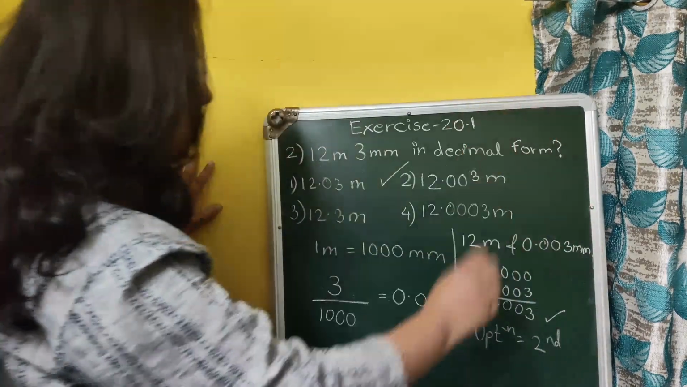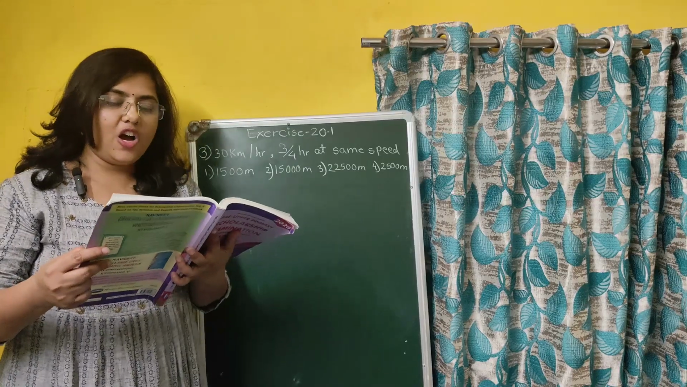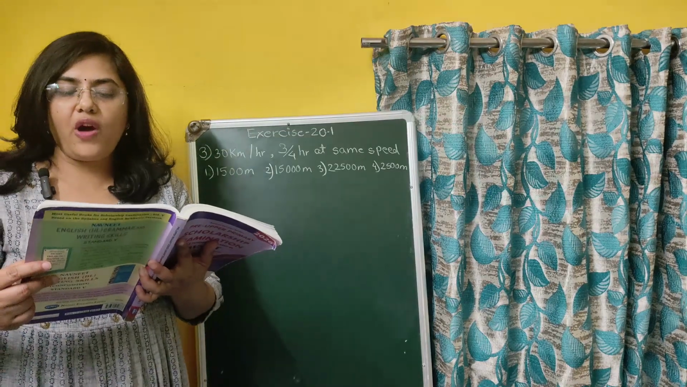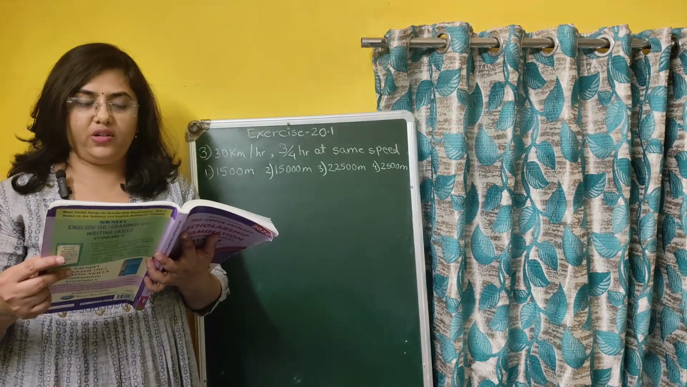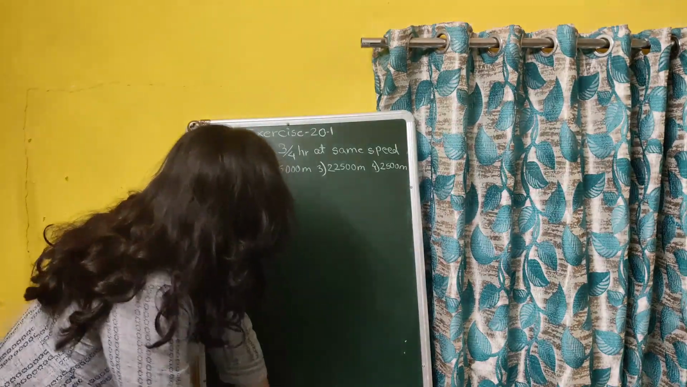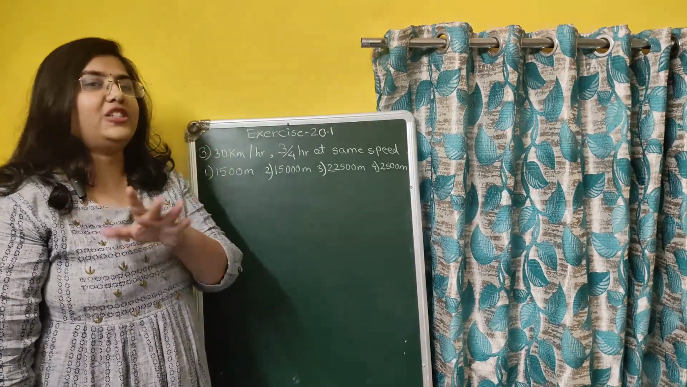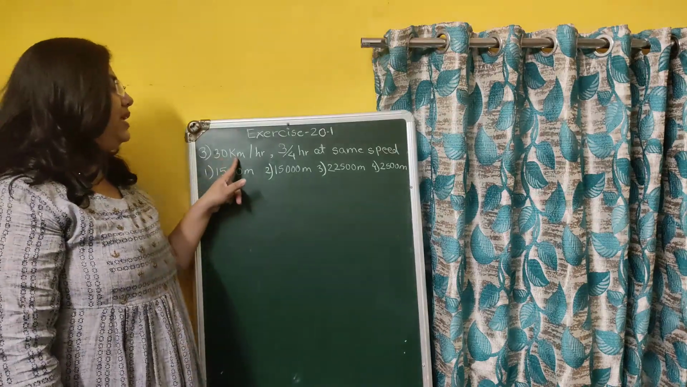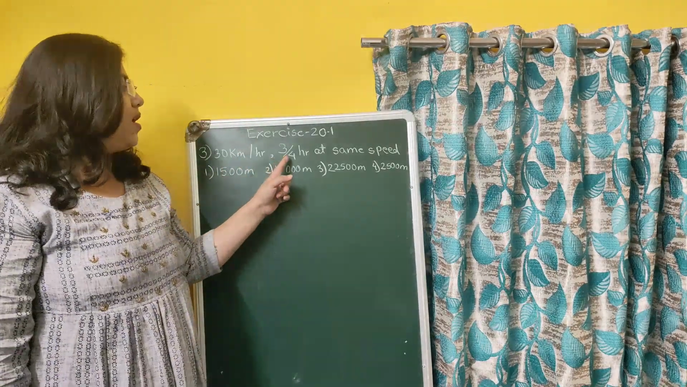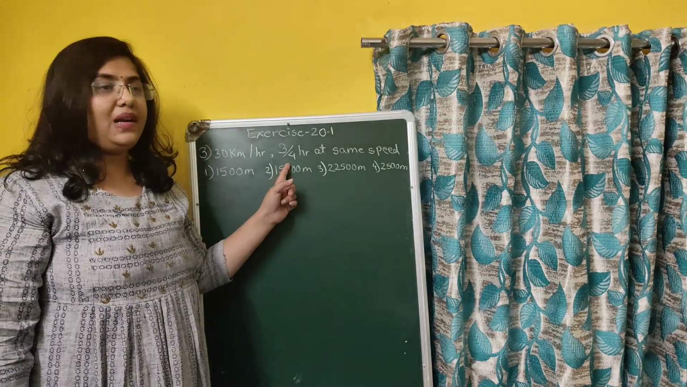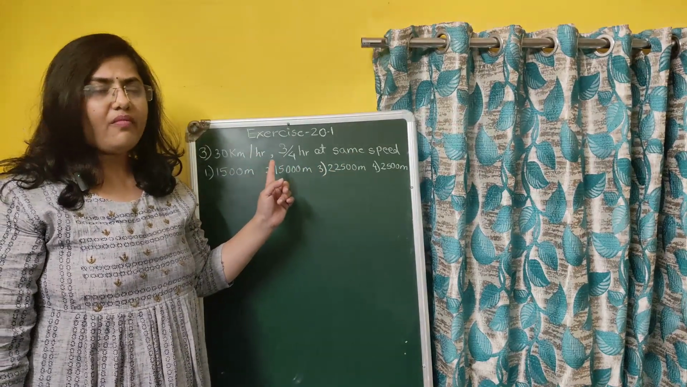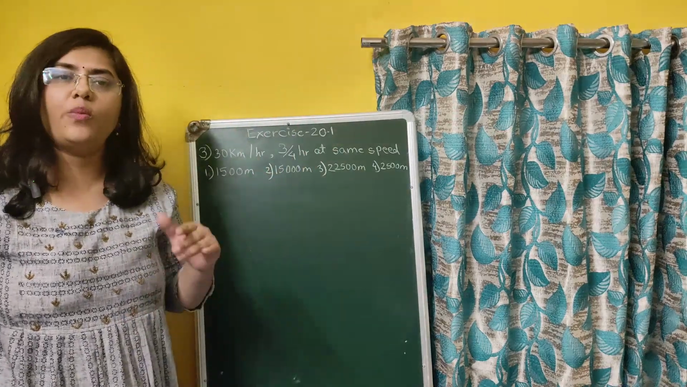Second. Okay. Number 3. A rickshaw covers 30 kilometers in 1 hour. How far will it travel in 3/4 of an hour at the same speed? Now, first of all, there is a rickshaw given and it is traveling 30 kilometers per hour. It is traveling 30 kilometers in one hour. Now we have to take 3/4 part of an hour and keep the same speed of 30 kilometers per hour. We have to see how much distance is covered.